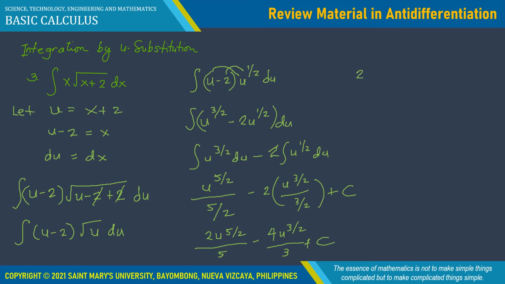So, we have 2 u raised to, magiging 2 fifth siya. So, 2 fifth, ano ba ang value ng u natin? So, x plus 2. So, 2 fifth (x plus 2) raised to 5 over 2 minus 4 over 3 times another value of u, which is x plus 2 raised to 3 over 2 plus c. Okay, so ito yung ating magiging answer.